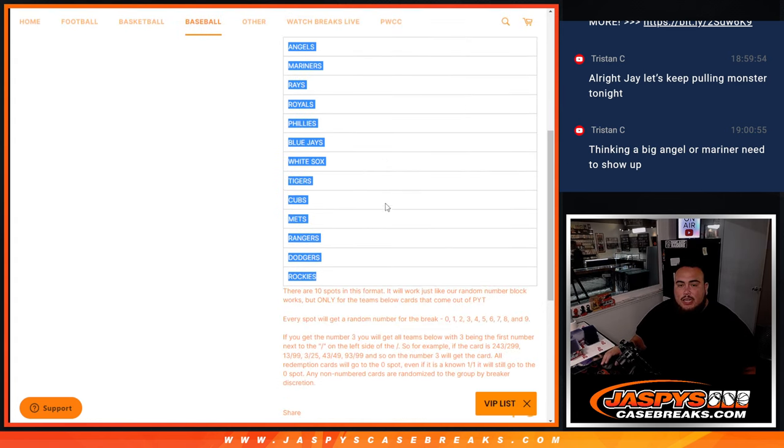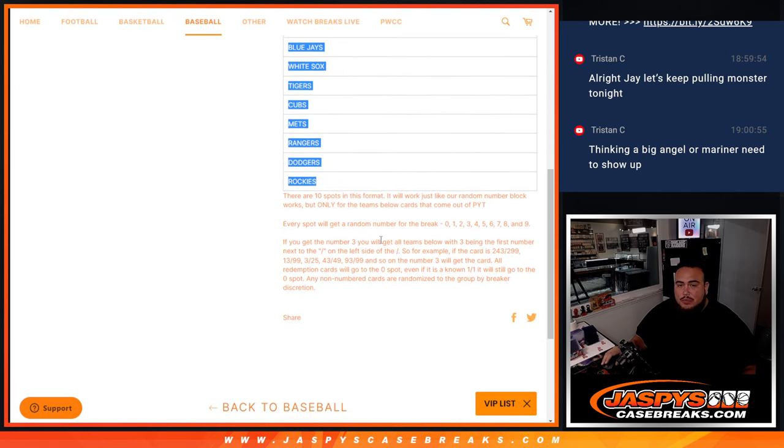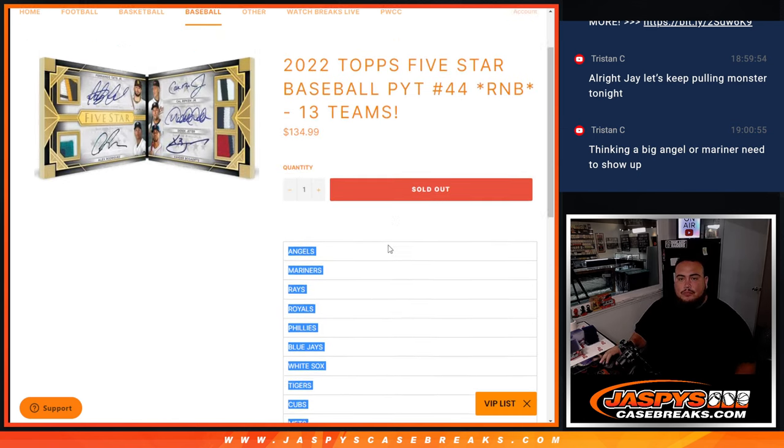But like I said, if there are any hits, guys, they're going to be distributed via a certain number break. Now, there is a chance that there will be some non-numbered cards, which if there are, we'll probably distribute them one by one to customers in this RNB. But hopefully we get more numbered than non-numbered.